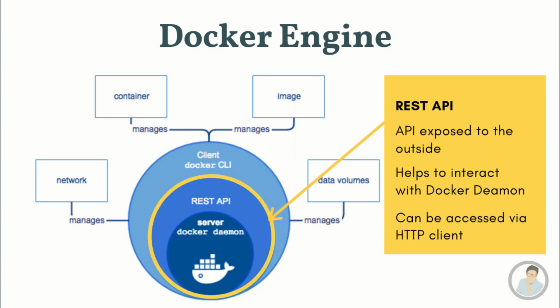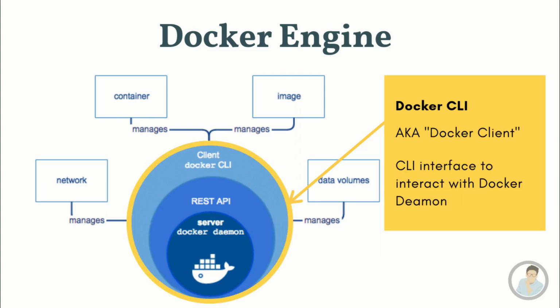The second component of Docker engine is REST API. This API is exposed to the outside world. It helps other applications, I would say third-party applications, to interact with Docker daemon. So you can manage Docker objects like containers, images, and volumes. This API is accessible via a HTTP client. The third component is Docker CLI, also known as the Docker client. This is a CLI interface. This also allows you to interact with Docker daemon. As a developer, most of the time you will work with Docker client.